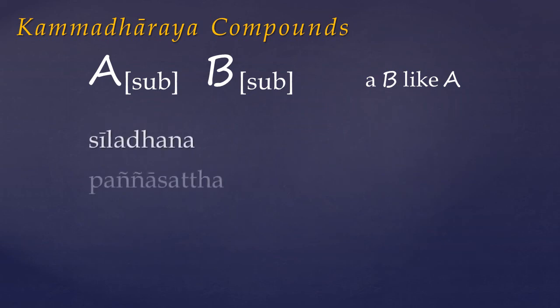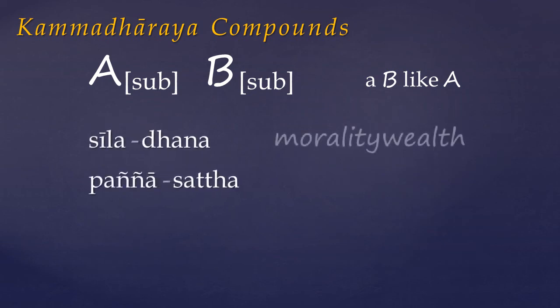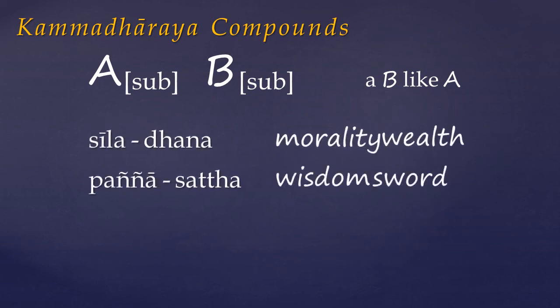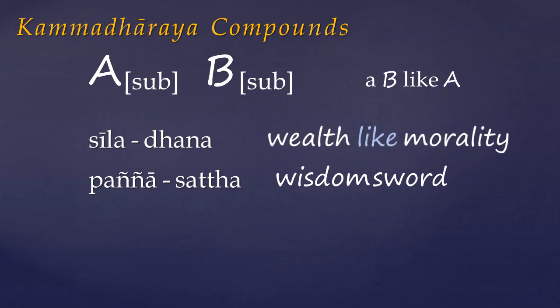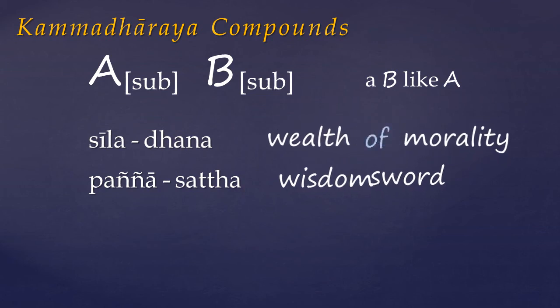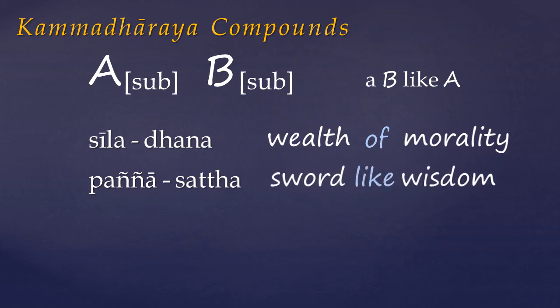And sometimes members of this group are rendered as Tatpuruṣas. For instance, wealth like morality may be better rendered as wealth of morality, and sword like wisdom, the sword of wisdom. Anyway, with the exception of this last group, which can be a bit counterintuitive, the meaning of the Karmadhāraya is usually quite self-evident.